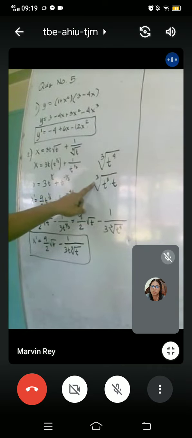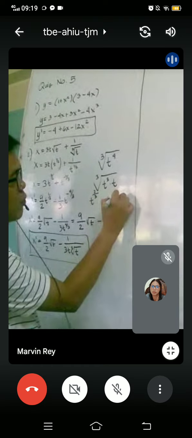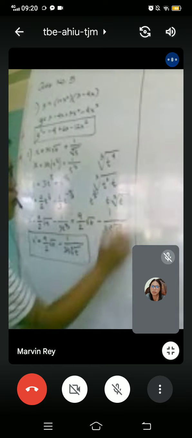If you express it as a whole expression, this is your exponent and this is your radical index. So 3 over 3, which is equal to 1. Therefore, what comes out of the cube root is t, leaving t cube root of t.